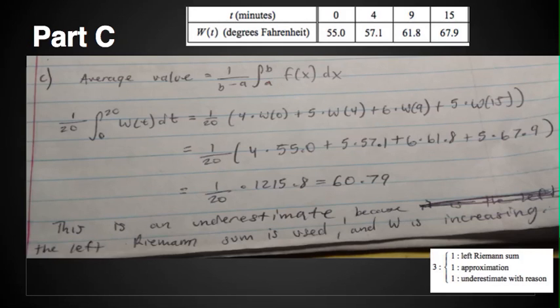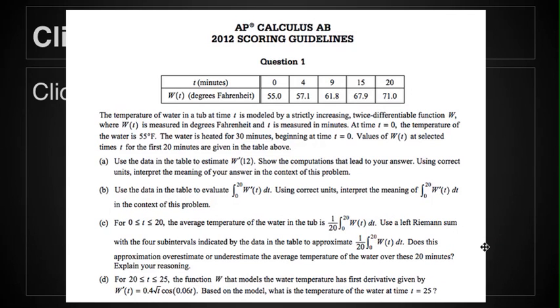So we are asked for 0 to 20, and so you would plug in a as 0 and b as 20, so 1 over 20 minus 0 would give us just 1 over 20 times the integral from 0 to 20 of f of x dx. Okay, so we have a 1/20 here, and we're asked to use the left Riemann sum with 4 subintervals.